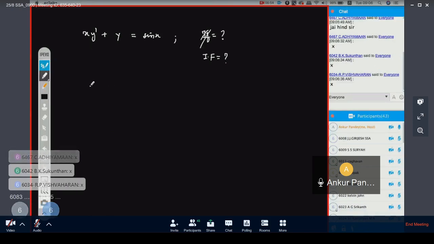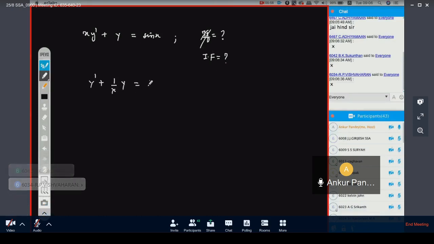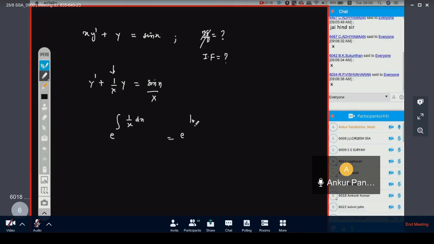Adhyaman says, sir, y dash plus 1 upon x y equals sin x by x is this question. Right or not? So integrating factor will be e to the power integration of p dx, that is e to the power log x. Log x is x. So what will be the solution, guys?